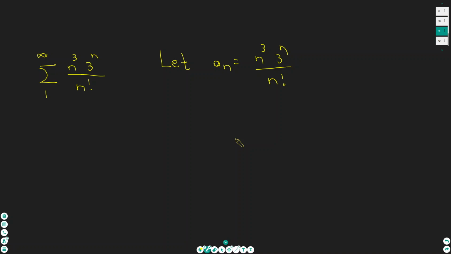So we make the assumption that a_n is a sequence of n to the power of 3, 3 to the power of n over n factorial. And we want to find the ratio between two consecutive nth terms of this sequence and see whether it tends to 0 when n goes to infinity. So we need to find what is a_(n+1) and what is a_n, and then find the ratio.